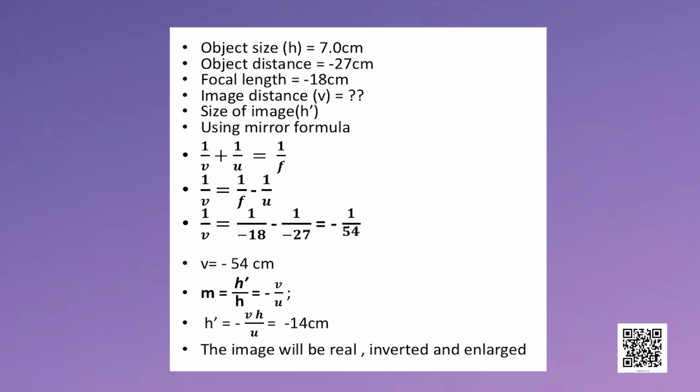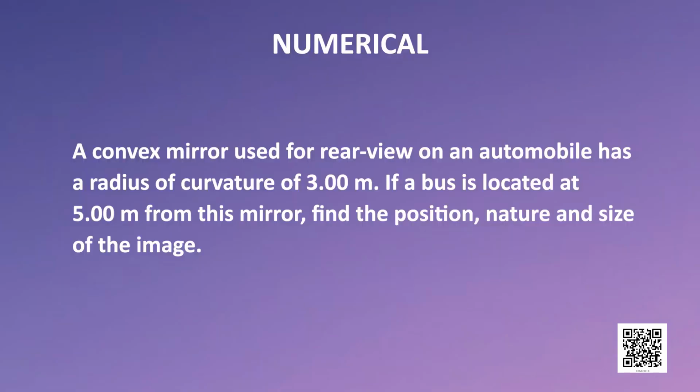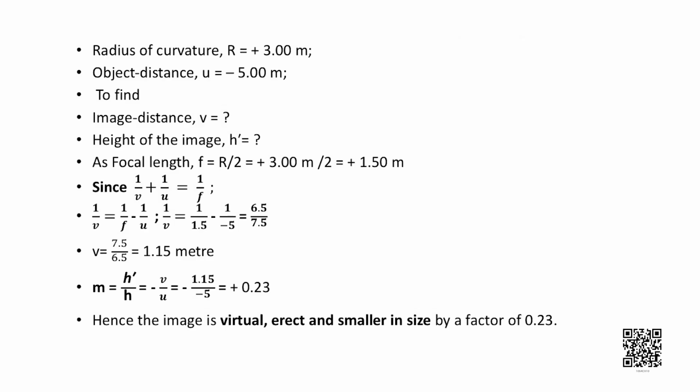So now let us move on to another numerical. A convex mirror used for rear view on an automobile has a radius of curvature of 3 meters. If a bus is located at 5 meters from this mirror, find the position, nature and size of the image. Here, a convex mirror is under consideration. Since its center of curvature lies behind the mirror, the sign of radius of curvature will be positive. Therefore, radius of curvature r is equal to plus 3 meters.